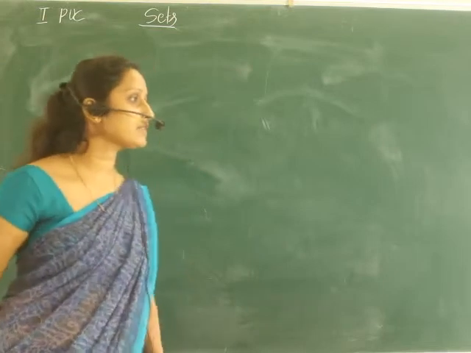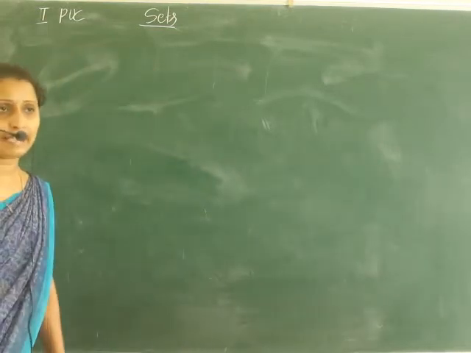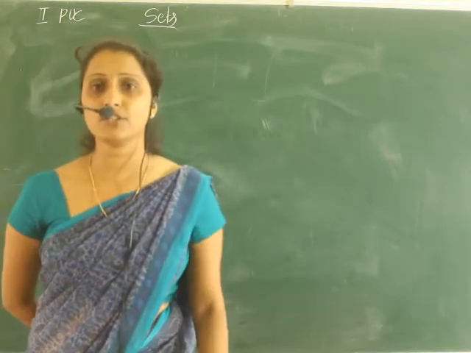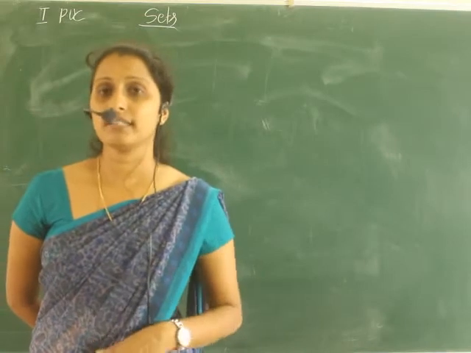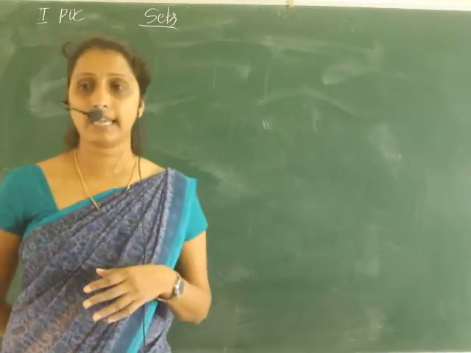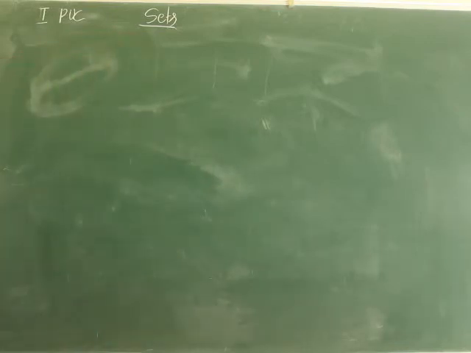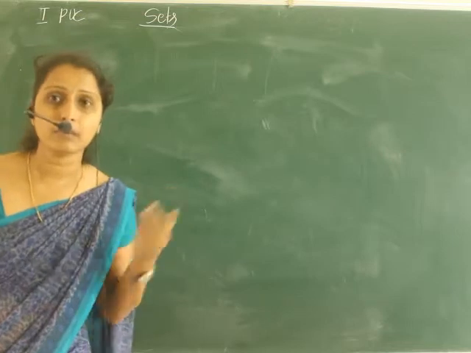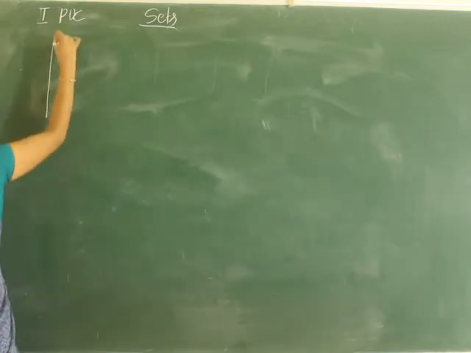Suppose it is B minus A, we can write it as the elements of B not in A: the set of all x such that x belongs to B, but x does not belong to A. So this is A minus B and B minus A. We can draw the Venn diagram for this also, for B minus A or A minus B.